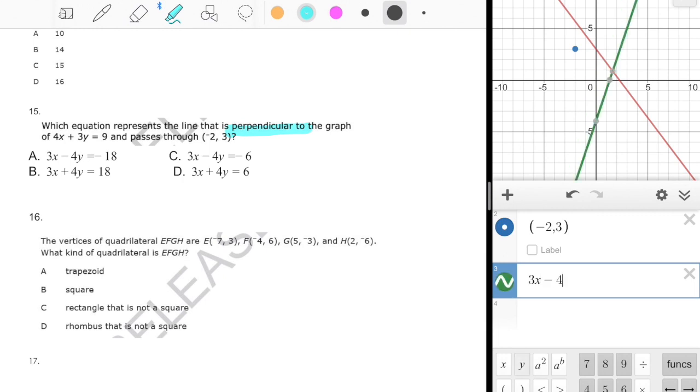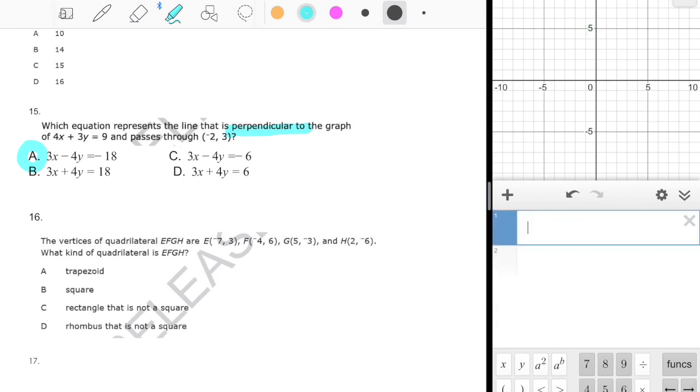So I'm going to start testing my answer options. So I have 4y equals negative 18. All right, so that does go through that point, and it does look like it's at a 90-degree angle. Now I'm going to change it to option B so you can see the difference here. We can see that it doesn't go through that point, nor is it at a 90-degree angle. So the answer for 15 is going to be A.